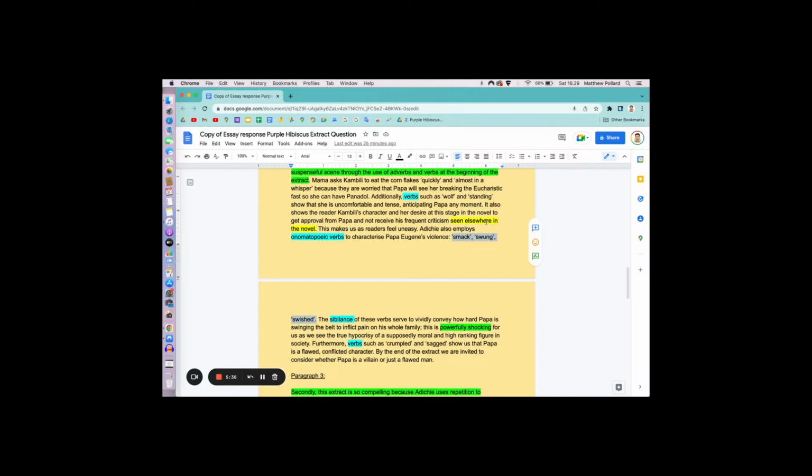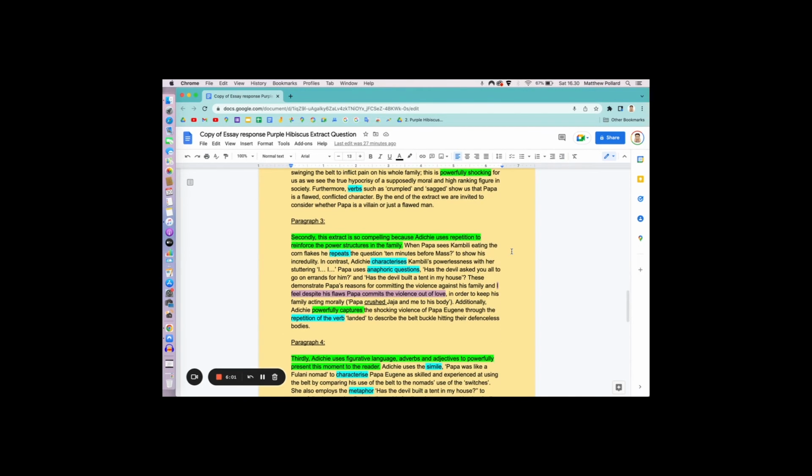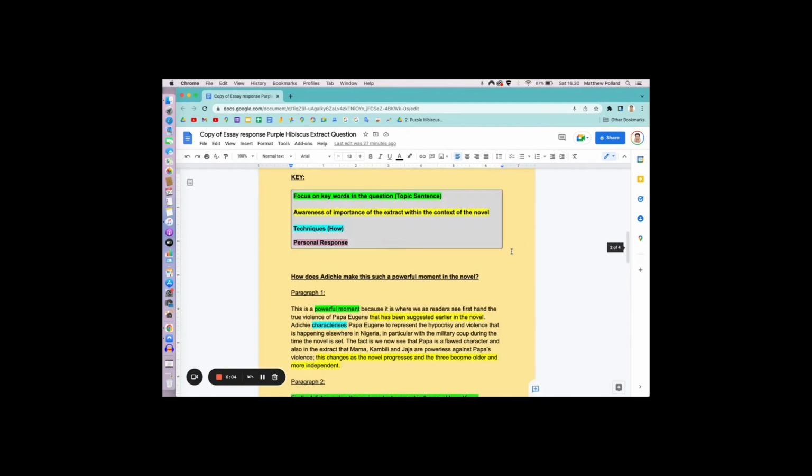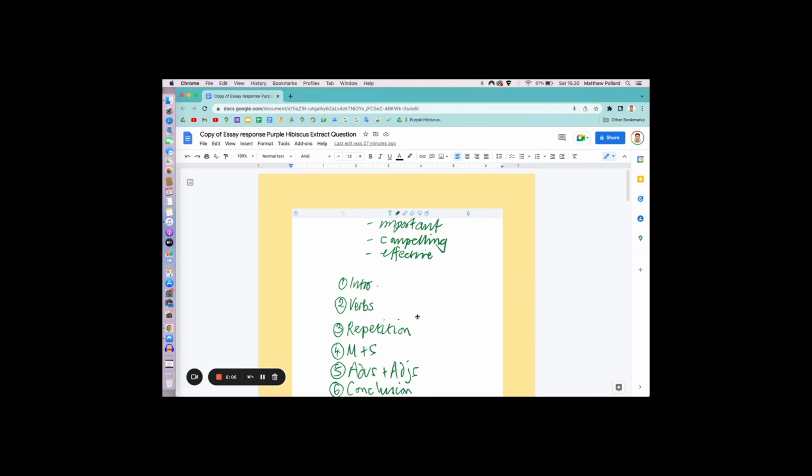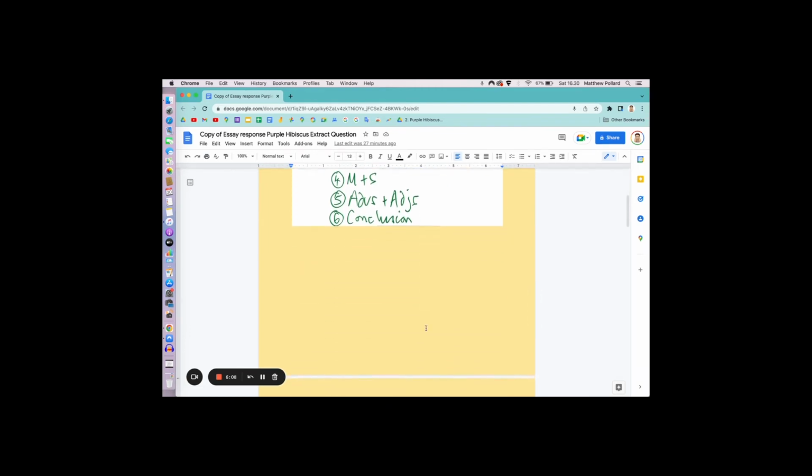We're also demonstrating to the examiner a higher order skill by being able to use quotes from different sections of the extract. For example, quickly, almost in a whisper, is from the beginning of the extract, whereas crumpled and sagged is from near the end of the extract. This is one of the advantages, of course, of annotating and planning in the ways we've suggested in previous videos. So, we go back to our plan, and you can see that for our third paragraph, we want to be looking at repetition.